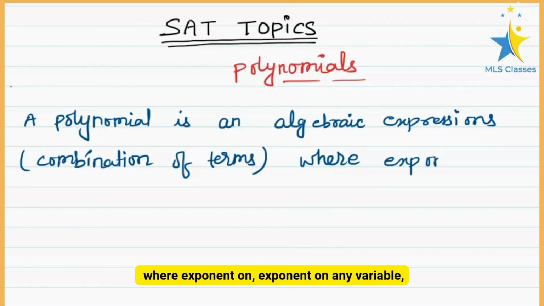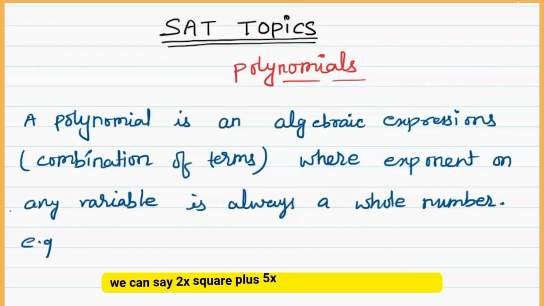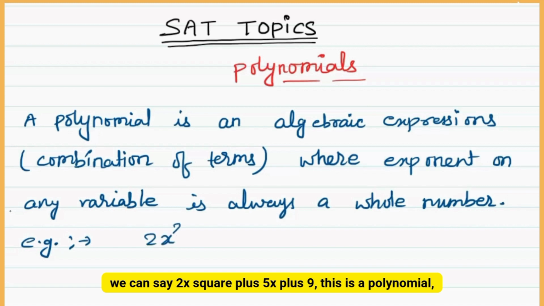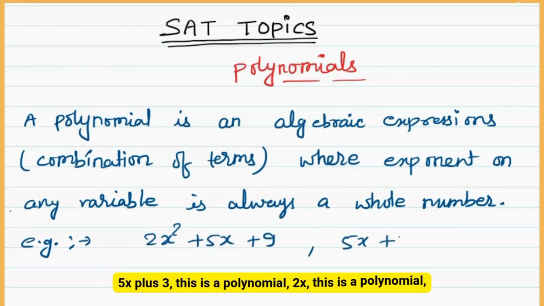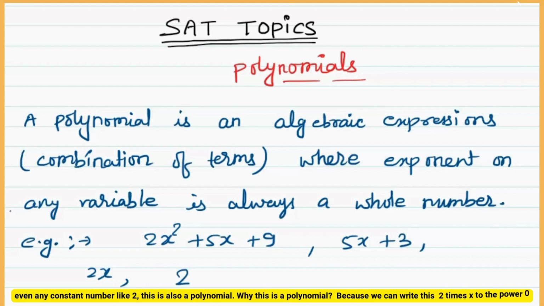the exponent on any variable is always a whole number. For example, 2x square plus 5x plus 9 is a polynomial. 5x plus 3 is a polynomial. 2x is a polynomial. Even any constant number like 2 is also a polynomial.